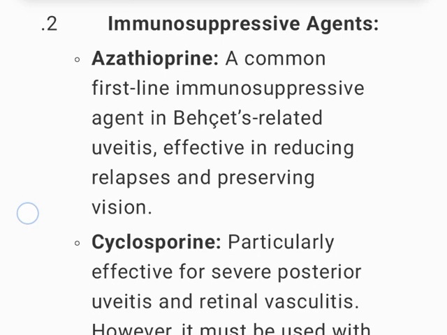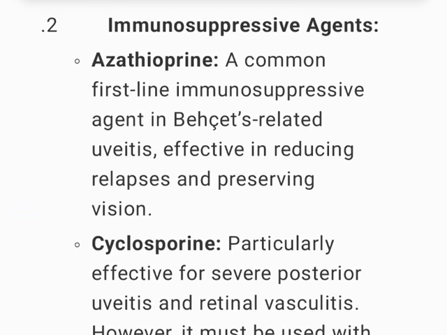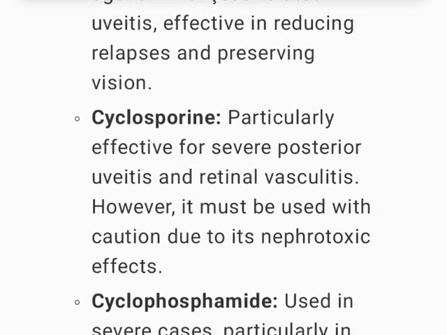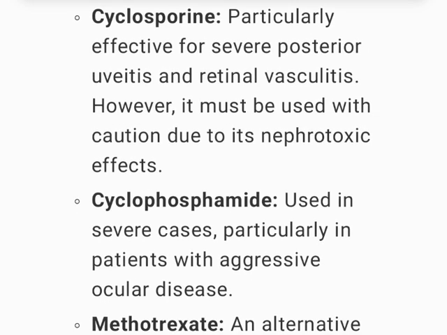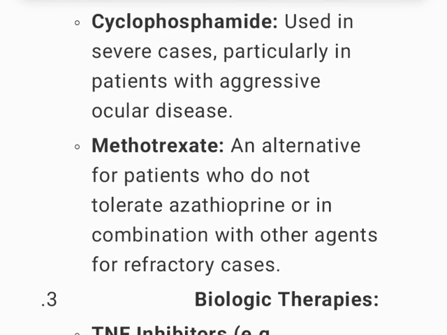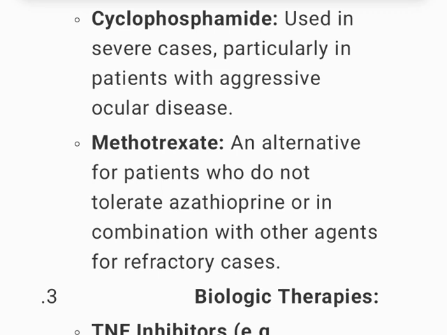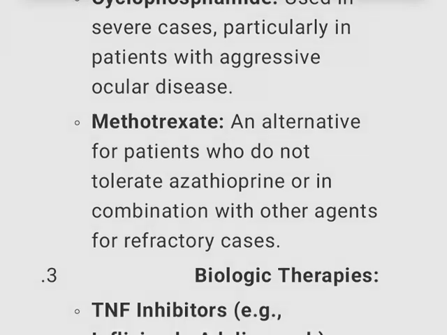2. Immunosuppressive agents. Azathioprine, a common first-line immunosuppressive agent in Behçet's-related uveitis, effective in reducing relapses and preserving vision. Cyclosporin, particularly effective for severe posterior uveitis and retinal vasculitis. However, it must be used with caution due to its nephrotoxic effects. Cyclophosphamide, used in severe cases, particularly in patients with aggressive ocular disease. Methotrexate, an alternative for patients who do not tolerate azathioprine, or in combination with other agents for refractory cases.